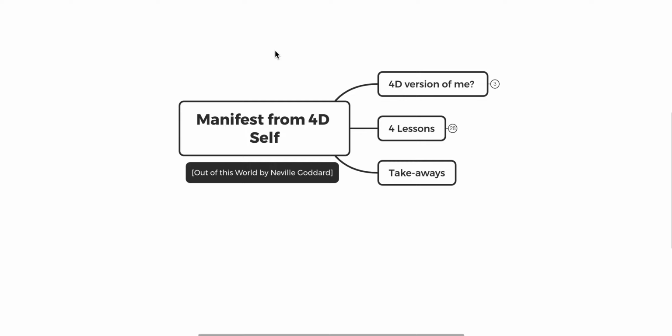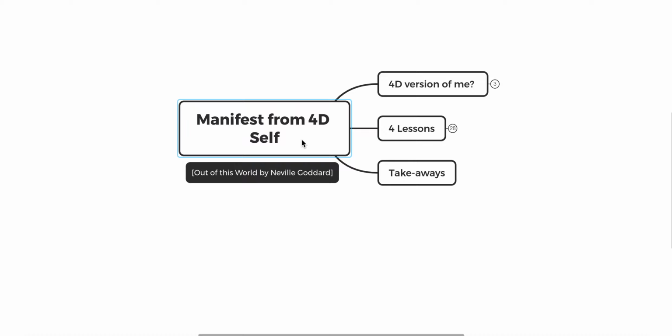to manifest something specific, then odds are you did it from your three-dimensional version of self. That's why in this video you will learn how to do it successfully from your four-dimensional version of self. Yes, you do have a 4D version of you, as explained in Neville Goddard's Out of This World book.